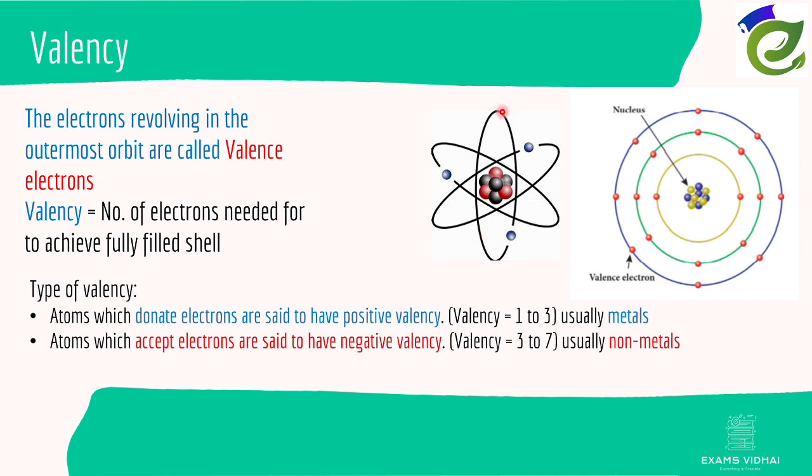The types of valency are generally to donate the electrons whatever they have outside the ring, or accept electrons from the one which is donating the electrons. So the atoms that donate electrons are said to have the positive valency, which are usually metals like sodium, potassium, cesium and lithium, while atoms that accept electrons are said to have negative valencies, like non-metals. So you have oxygen, nitrogen, chlorine and other materials as well.